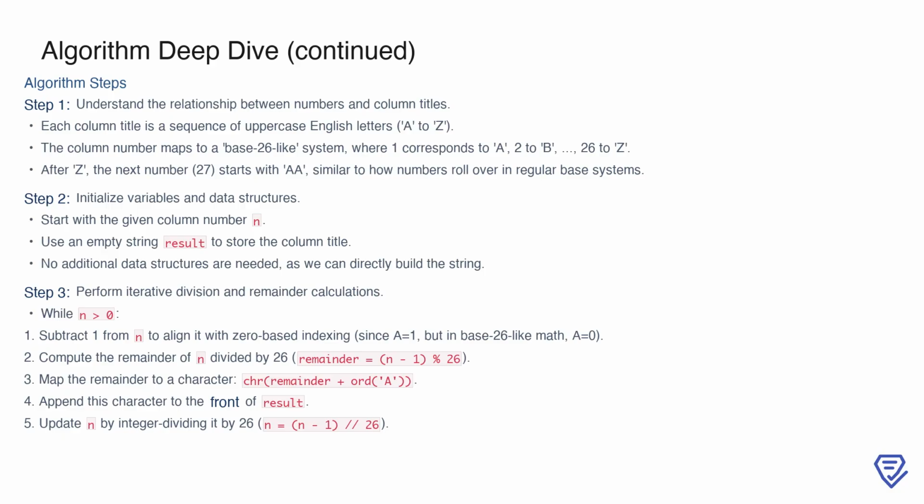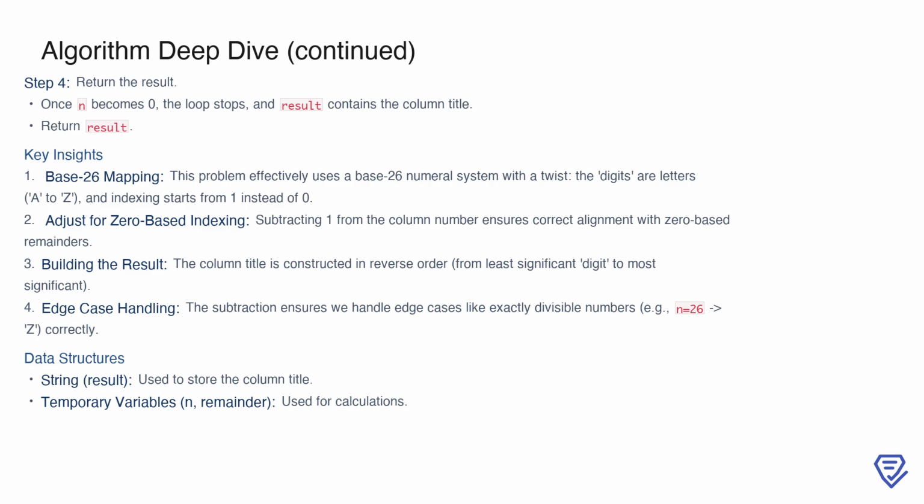Then, we compute the remainder when N is divided by 26, which tells us the current letter. Using this remainder, we map it to the corresponding character by adding it to the ASCII value of A. This character is then added to the front of our result string. Finally, we update N by performing an integer division by 26, which effectively moves us to the next digit in our base 26 system. Once the value of N becomes 0, the computations are complete, and the loop terminates. At this point, the result string contains the entire column title, which we can then return as the final answer.